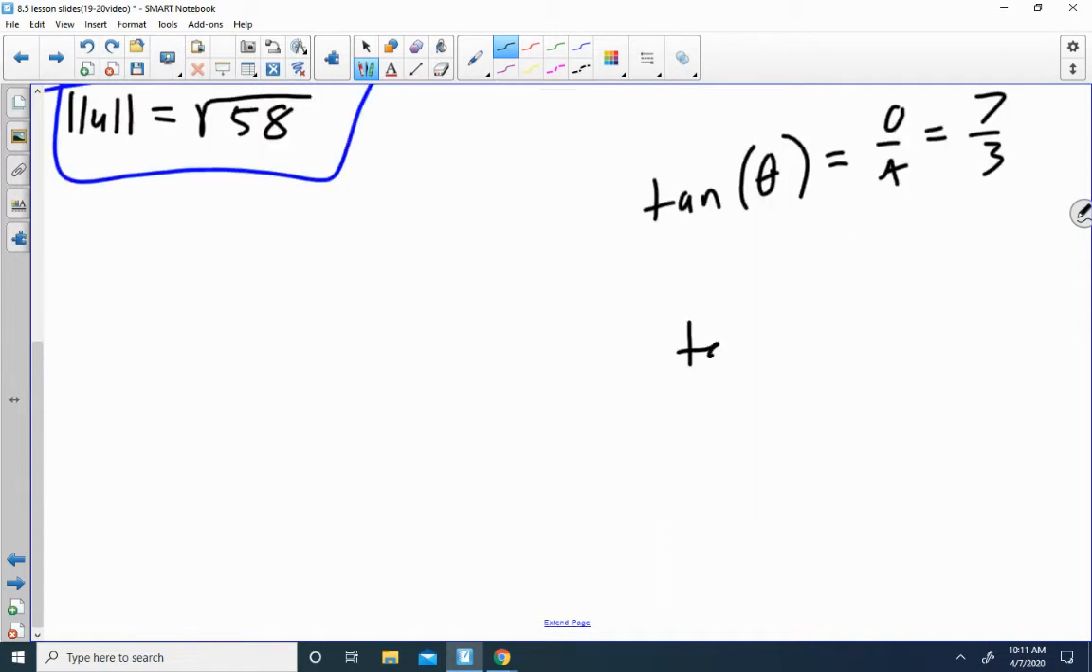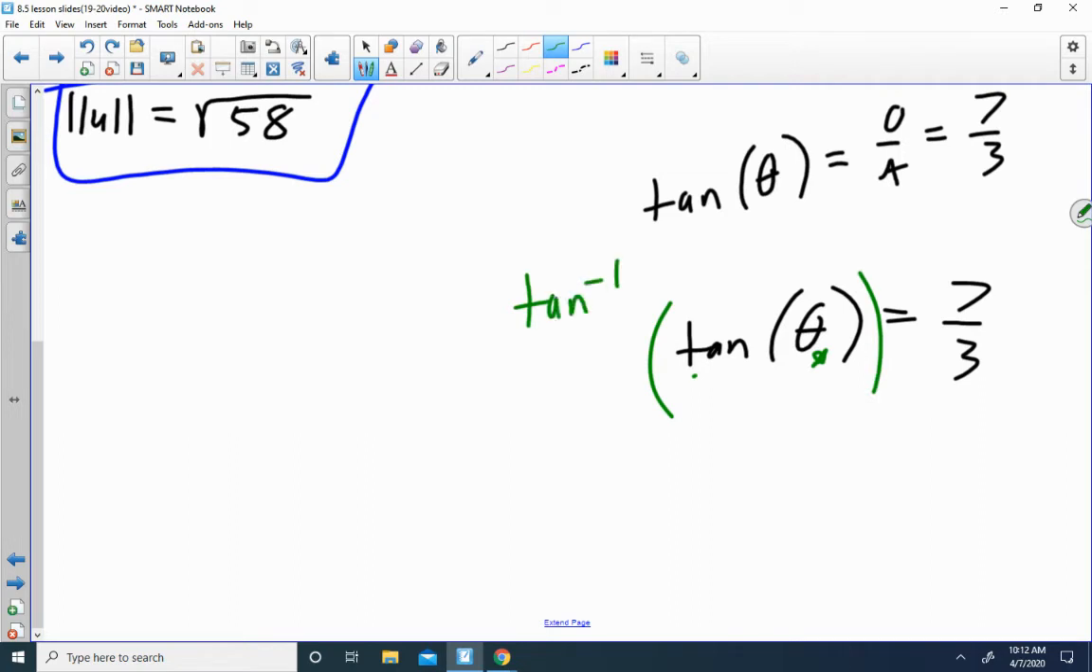Continuing from there, we now have a perfectly good equation that we can solve for the angle. We just have to get rid of the tangent. And you guys know how to get rid of the tangent. You just got to take the tangent inverse. So tangent inverse of both sides. On the left side, the tangents will cancel, and you just get theta.